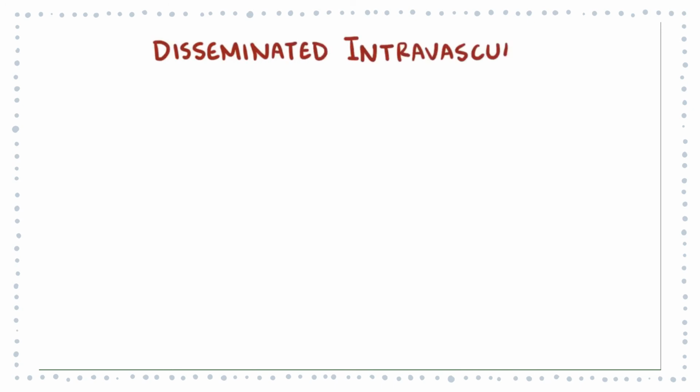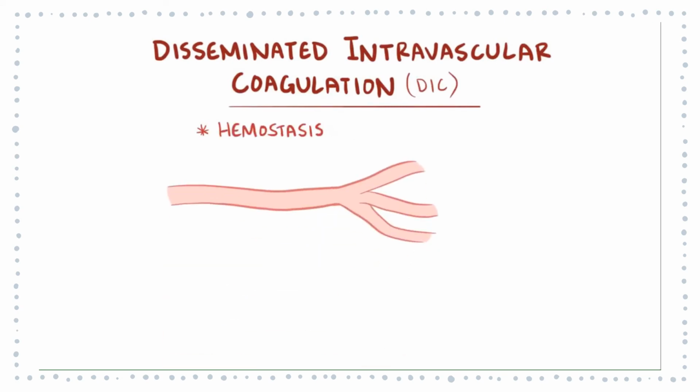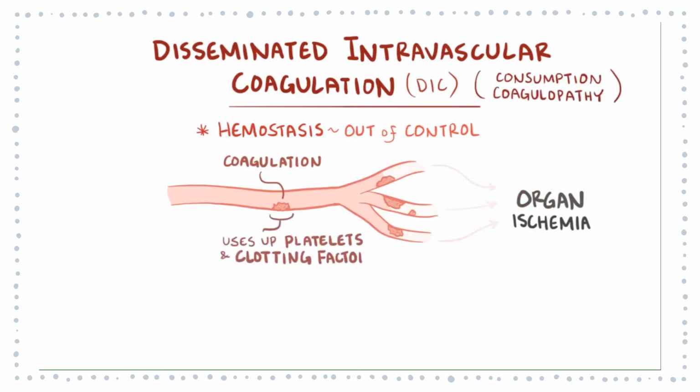Disseminated intravascular coagulation, or DIC, describes a situation in which the process of hemostasis, which is when, after blood vessel wall injury, liquid blood rapidly becomes a gel, called coagulation, or clotting, starts to run out of control. When this happens, lots and lots of blood clots start to form in blood vessels serving various organs, leading to organ ischemia. DIC, though, is also called consumption coagulopathy, because all this clotting consumes platelets and clotting factors.